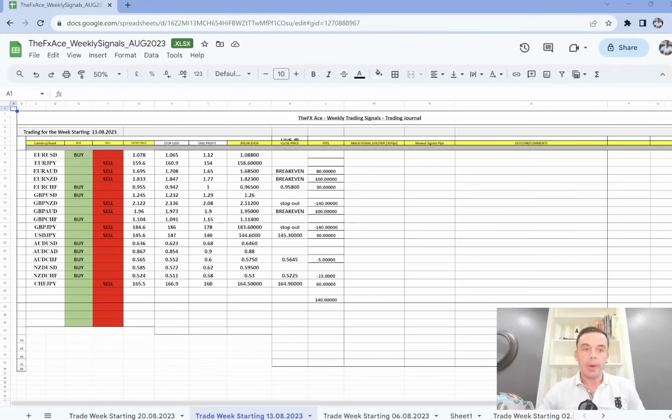So very basic setup. These are weekly swing positions where we enter, like I said, the trades at the start of the week as pending buy limit and sell limit orders, and then we use the Trade Manager EA to manage the positions throughout the week, and it will close all the positions by the end of trading on Friday.